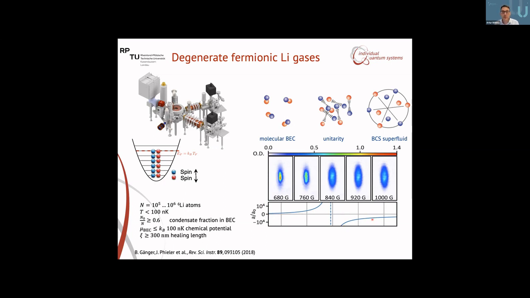And at these ultra-cold temperatures, you can form very peculiar quantum states. On one side of this resonance, you form molecules and the system condenses in a molecular Bose-Einstein condensate. On the other side, you form Cooper pairs, and it's like a conventional BCS superfluid that you know from conventional superconductors. And right on resonance, you form a so-called unitary Fermi gas, which I would like to discuss in some more detail in a second.